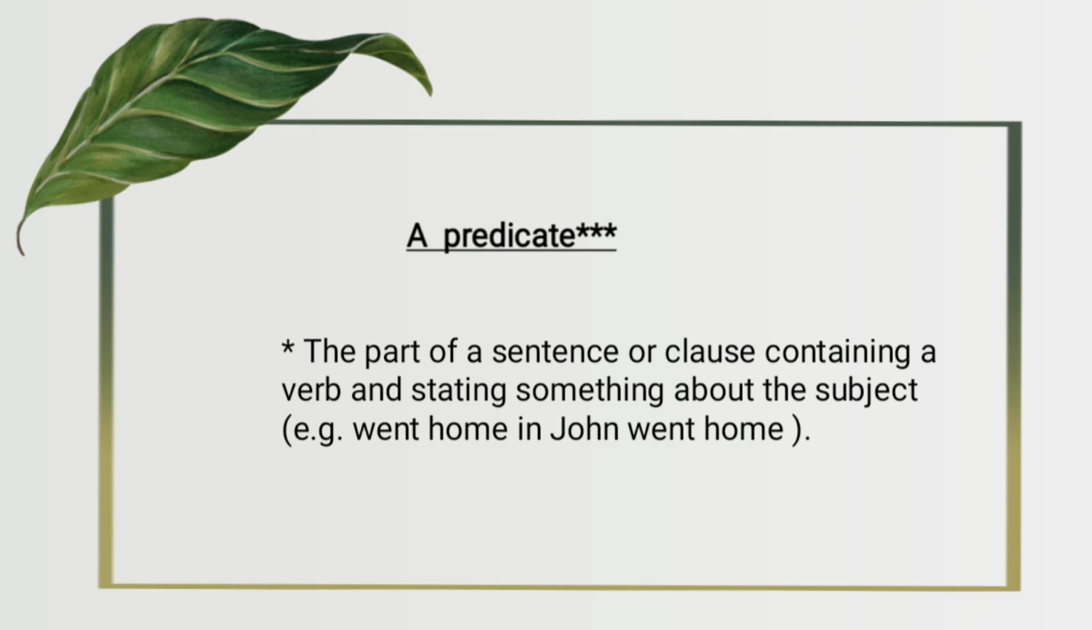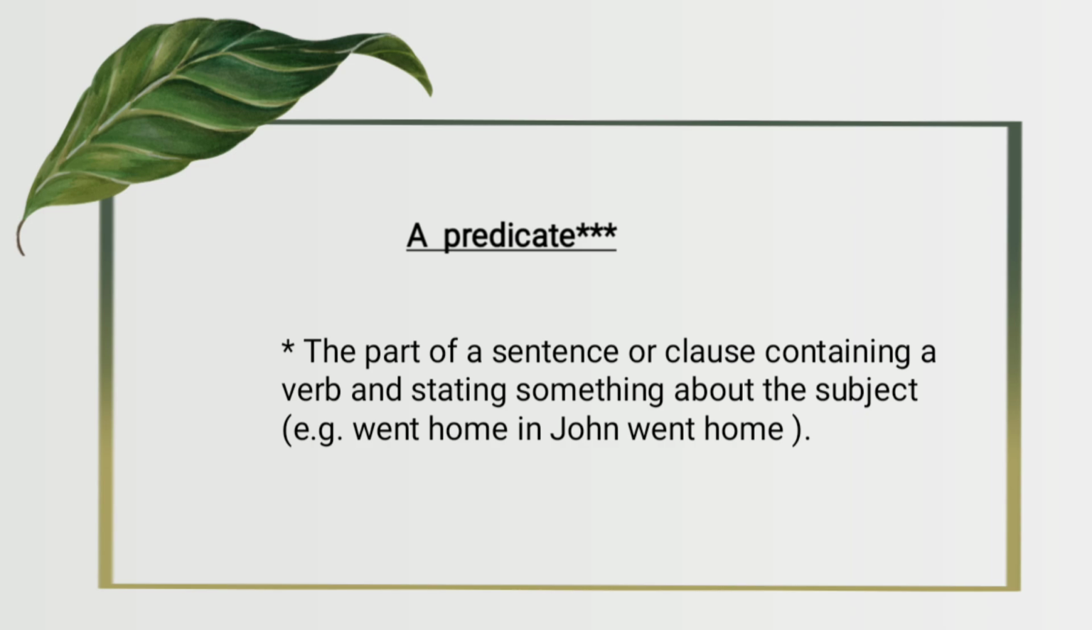What's a predicate? A predicate is the part of a sentence or clause containing a verb and stating something about the subject. For example, we have a sentence like John went home. Here, John is the subject and went home is the predicate. It states something about the subject: what is the subject doing, or what did the subject do.